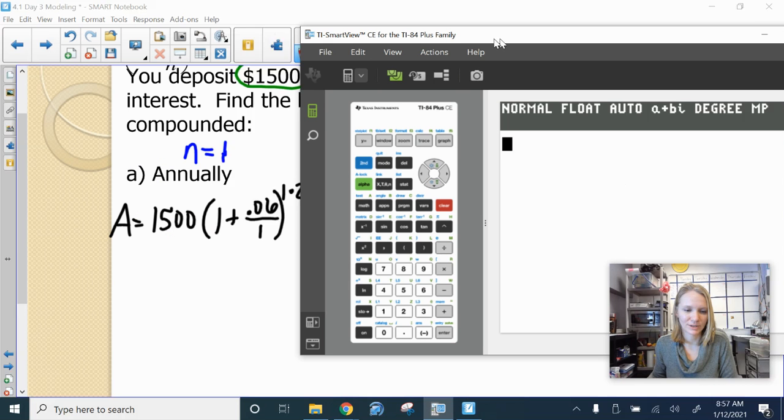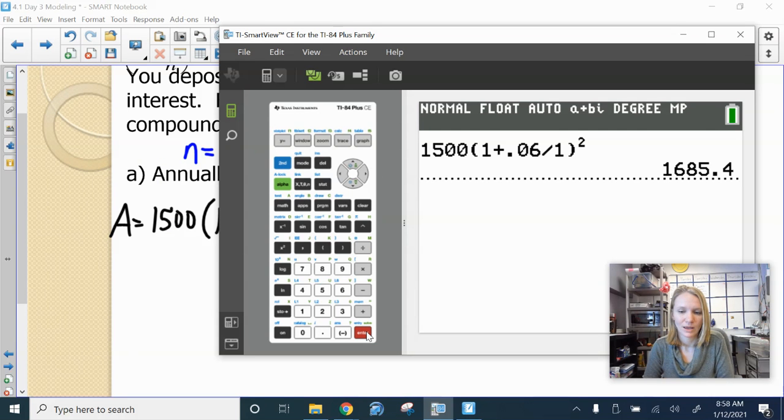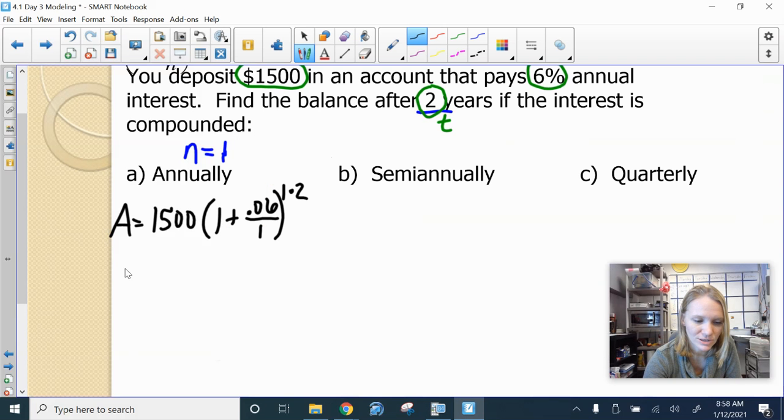1 times 2, I just get 2. So I have 1,500, 1 plus 0.06 divided by 1 raised to 1 times 2. I'm just going to put raised to the second power. You could write 1 times 2 if you want, but you don't have to. So I get 1,685.4. So $1,685.40 would be our answer here.